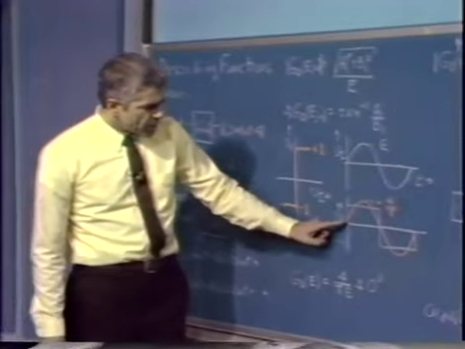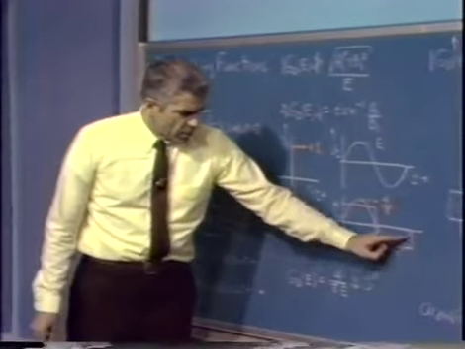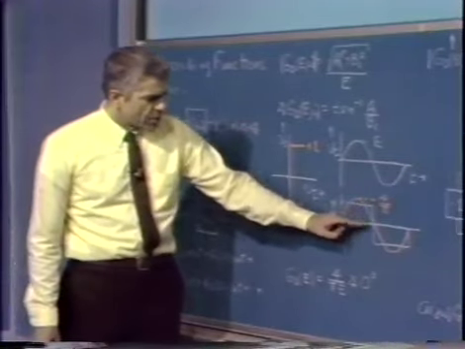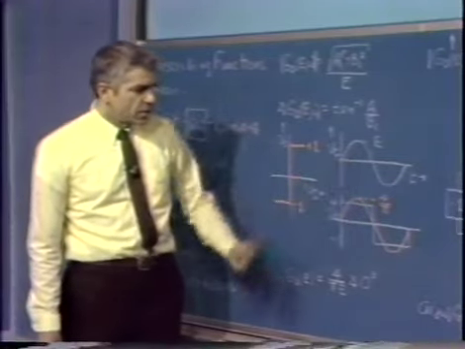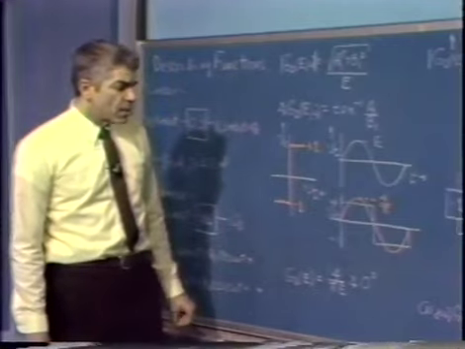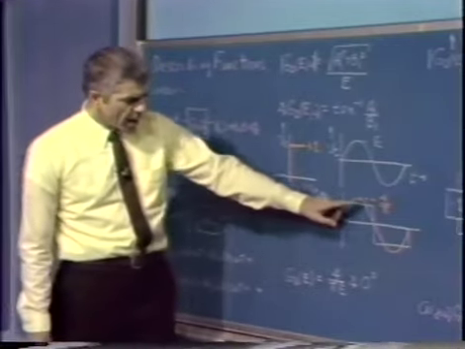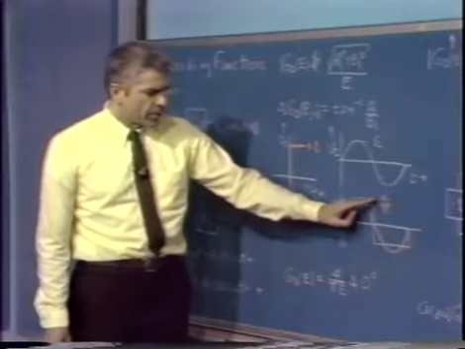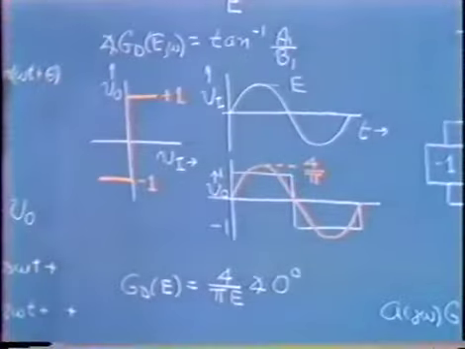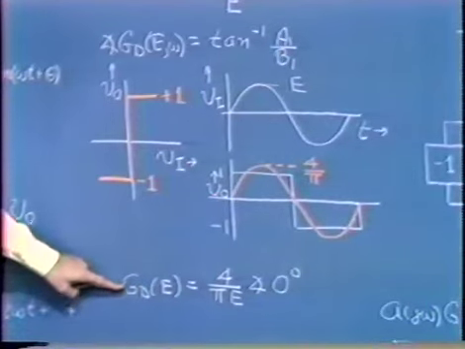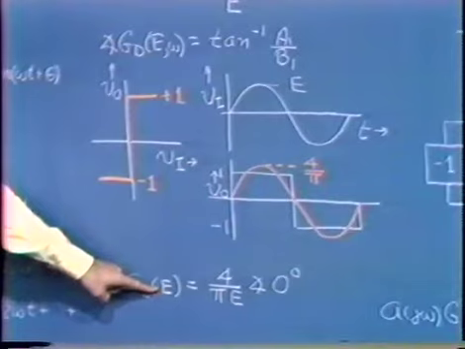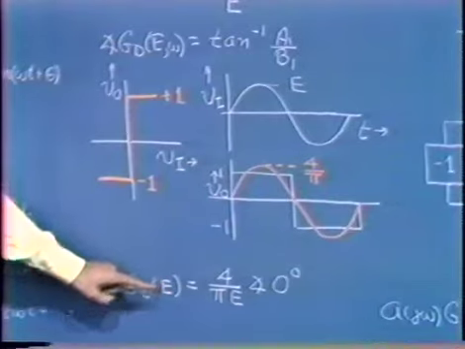And so we've sketched here the fundamental component of the output sinusoid. It's, of course, in phase with the input signal. This is a describing function that has no relative phase shift. And the peak or the magnitude of the fundamental component of the output is simply 4 over pi. Consequently, the describing function in this case is only a function of input amplitude. It's not a function of frequency.